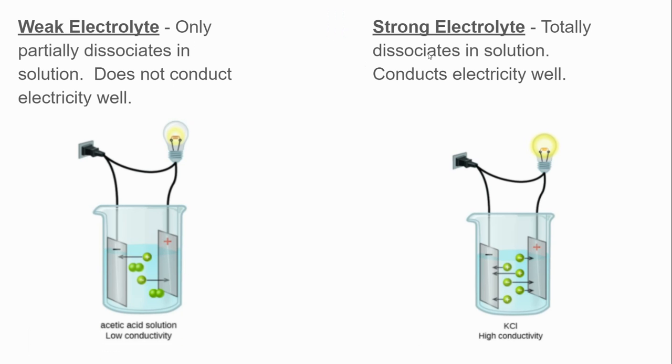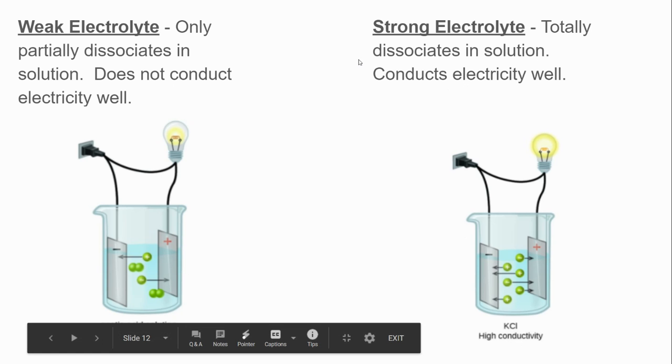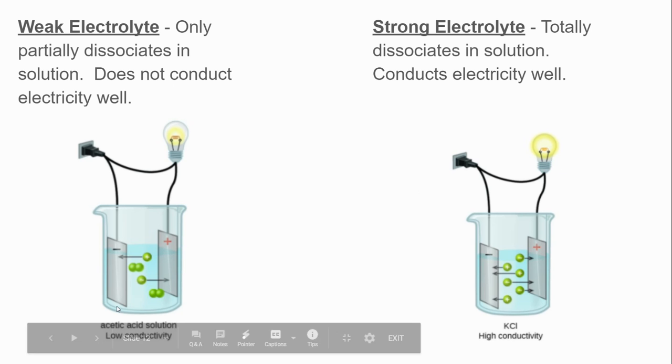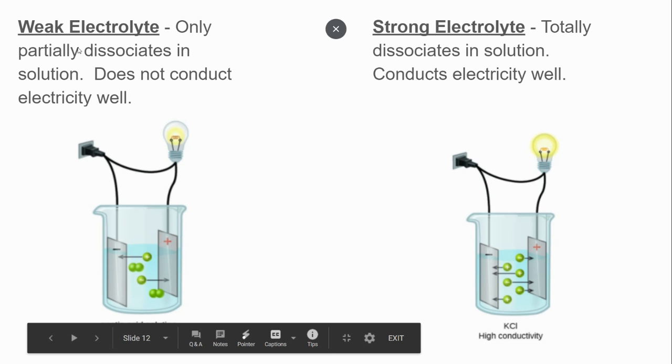Strong electrolytes totally dissociate, or break apart, in solution, and they conduct electricity well. Something like potassium chloride breaks apart all into ions, and it conducts electricity very well. And this one, the low conductivity, the weak electrolyte, that's acetic acid, or vinegar. Vinegar is a weak electrolyte. Acetic acid, vinegar, same thing, different names.